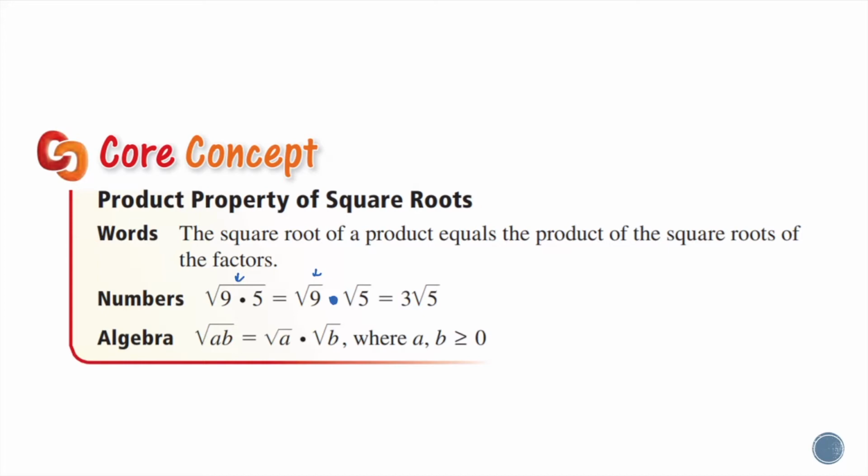The square root of 9 we now know is 3. The square root of 5 is an irrational number, so I leave it alone, and it simplifies to 3 times the square root of 5. In the general case, the square root of a times b is equal to the square root of a times the square root of b, so long that a and b are greater than or equal to 0. We're going to get to more about why this must be true.